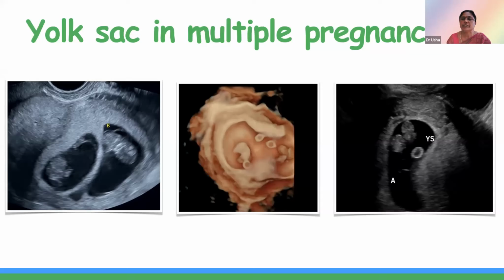Whereas in this picture, you can see 2 fetuses. You are unable to see any membrane dividing them. You can see amnion only in this portion, and you're also able to see only 1 yolk sac. So this confirms that this is a monochorionic monoamniotic pregnancy, because 1 yolk sac corresponds to 1 amniotic membrane. So this is a monoamniotic pregnancy.